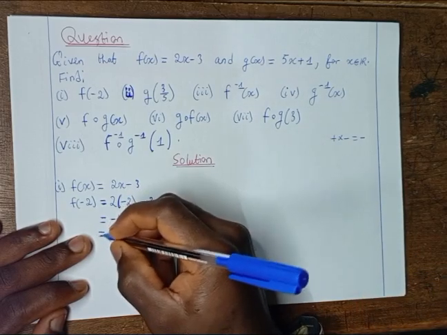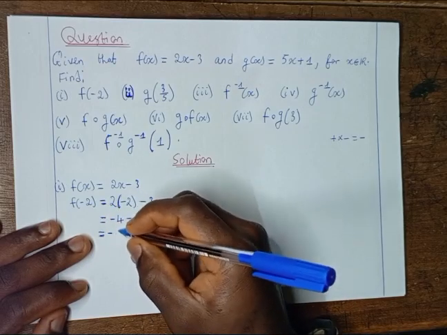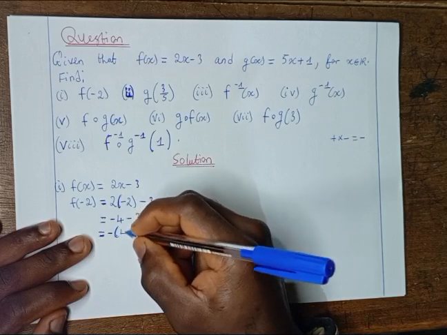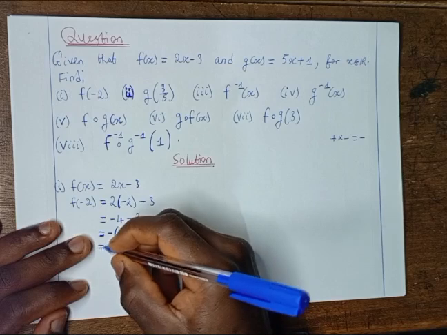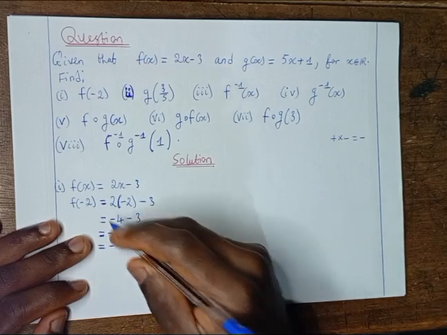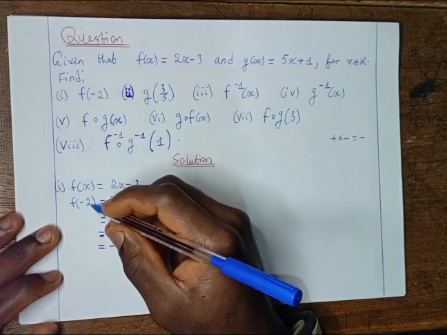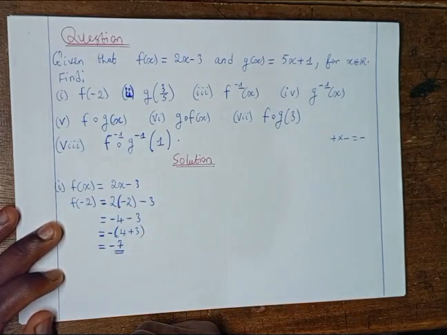This will simply be equal to, these two numbers are negative, so we are going to factor out the negative sign. Then we add the two numbers, 4 plus 3. So this will simply give us negative, 4 plus 3 gives us 7. f of negative 2 is simply equal to negative 7.